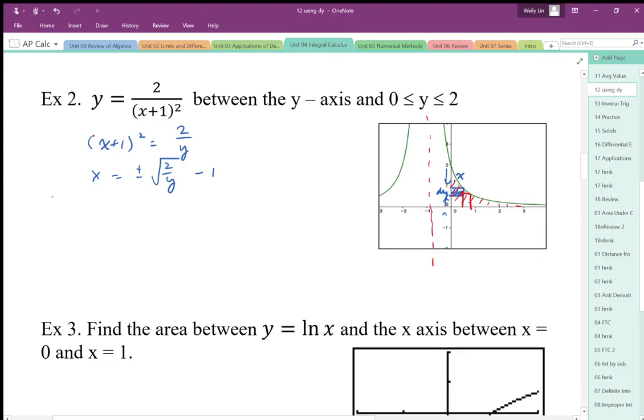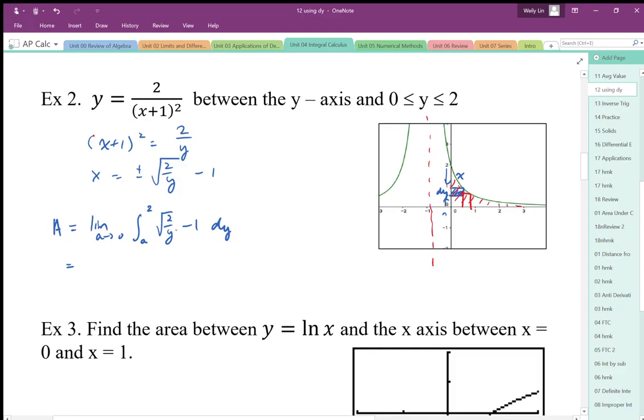So when I set up the integral, area is equal to the integral, we're going to integrate from y equals 0. Okay, sorry, I need a limit here. So limit as a goes to 0 of the integral from a to 2 of the square root of 2 over y, minus 1. We're going to multiply it by a width of dy. So there's my integral.